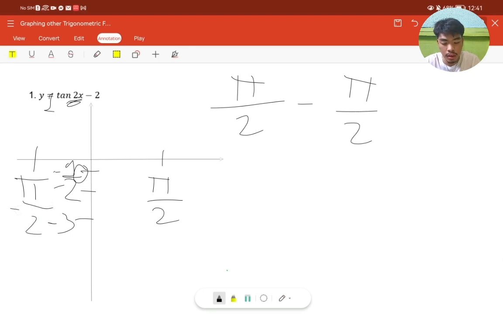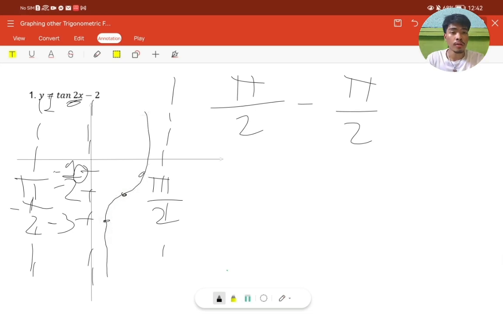You can add or subtract it, but I will subtract. Its graph climbs from left to right, so the center is on the left. Left to right.